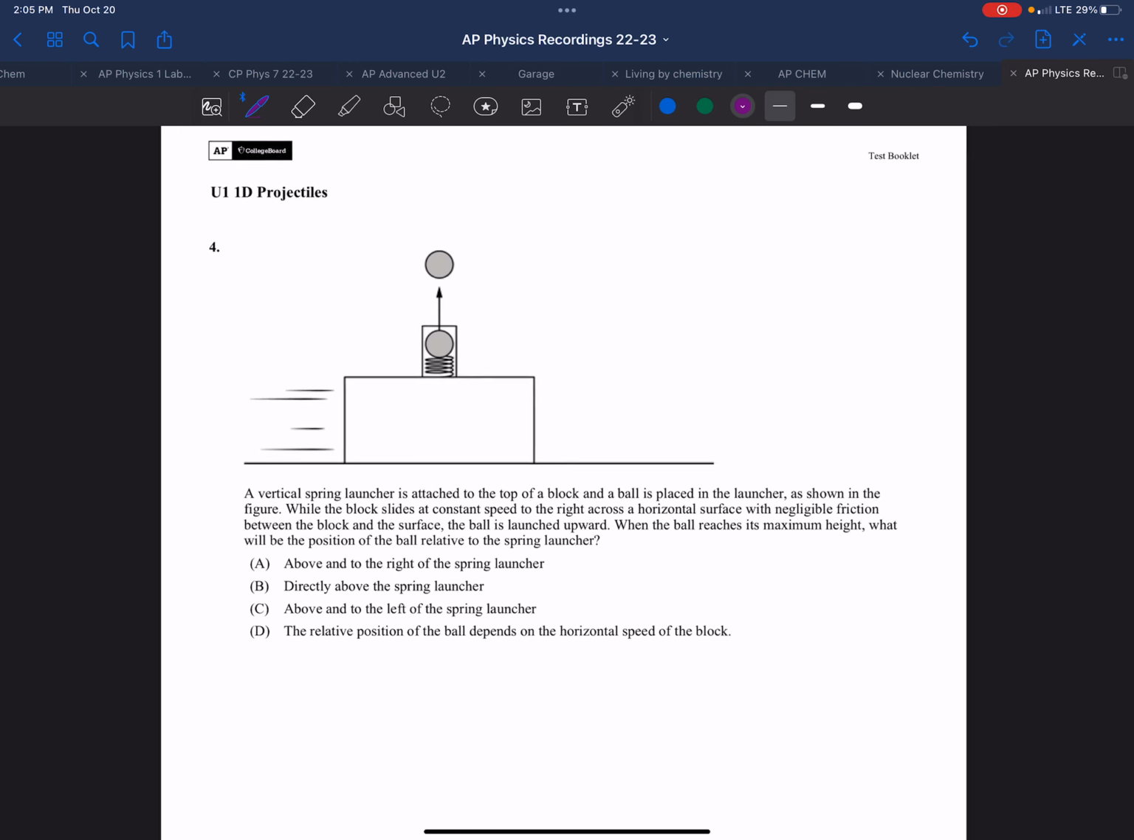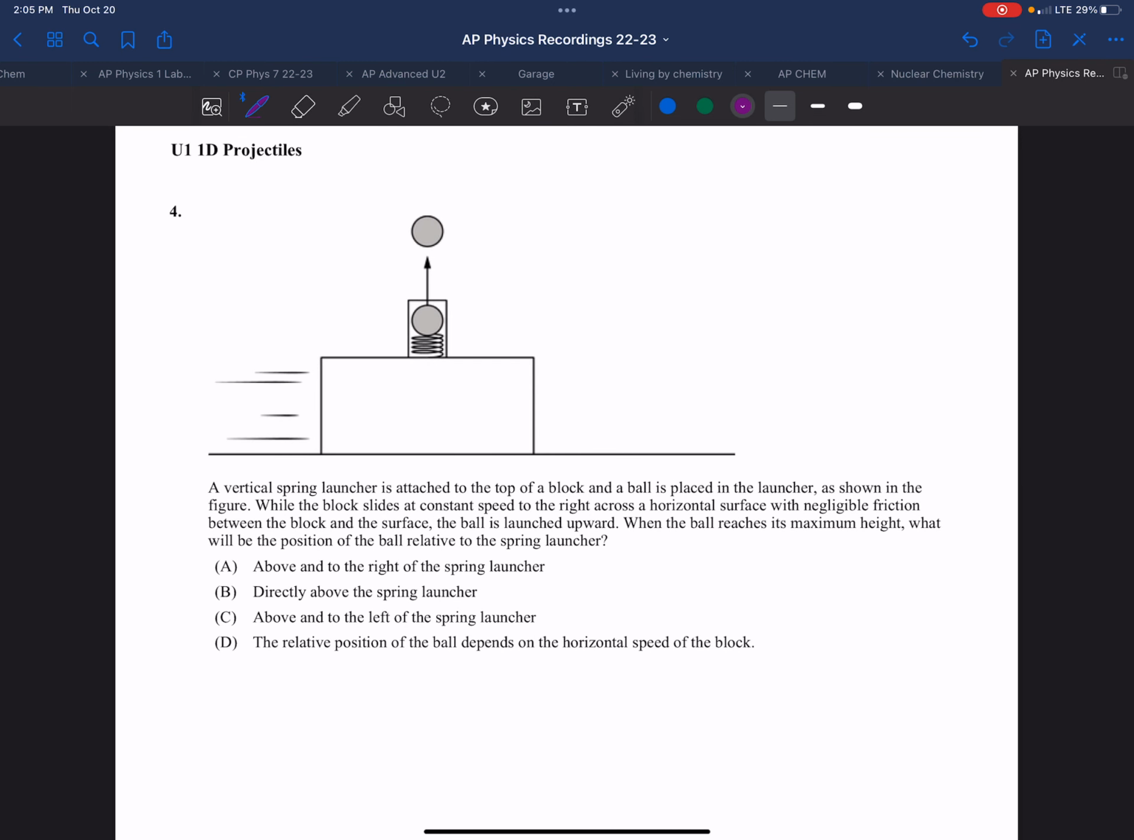Question number 4. So we have this block that's moving. There is a spring launcher with a ball inside it. So the block has a velocity v in that direction. The spring launcher has a velocity v in that direction. The ball has a velocity v in that direction. So all of these objects, the ball, the spring launcher, the block, all have the same velocity before the launcher fires.